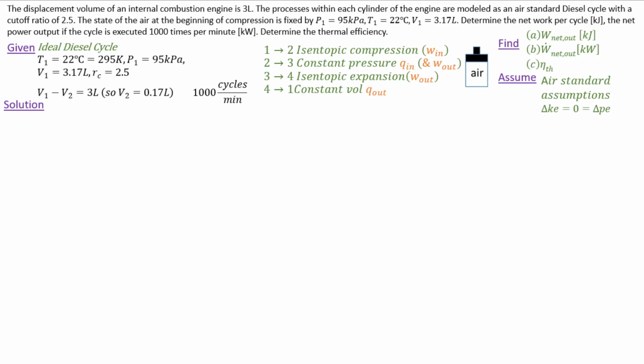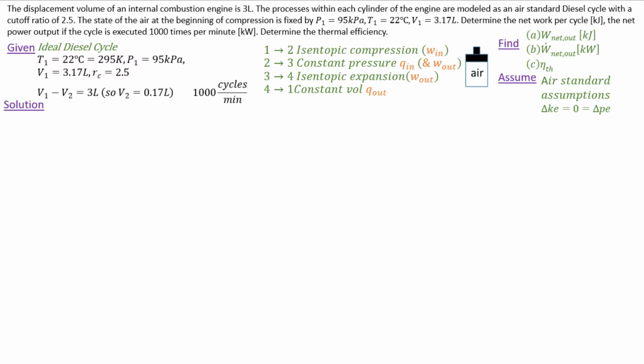All right, so we've got an air standard diesel cycle. It's phrased a little bit differently from what we're sort of used to. We're given a displacement volume, which is the volume at bottom dead center minus the volume at top dead center. So I've got all my givens, all my finds, all my assumes, and I'm ready to go through and solve my cycle. So let's check out the first one.